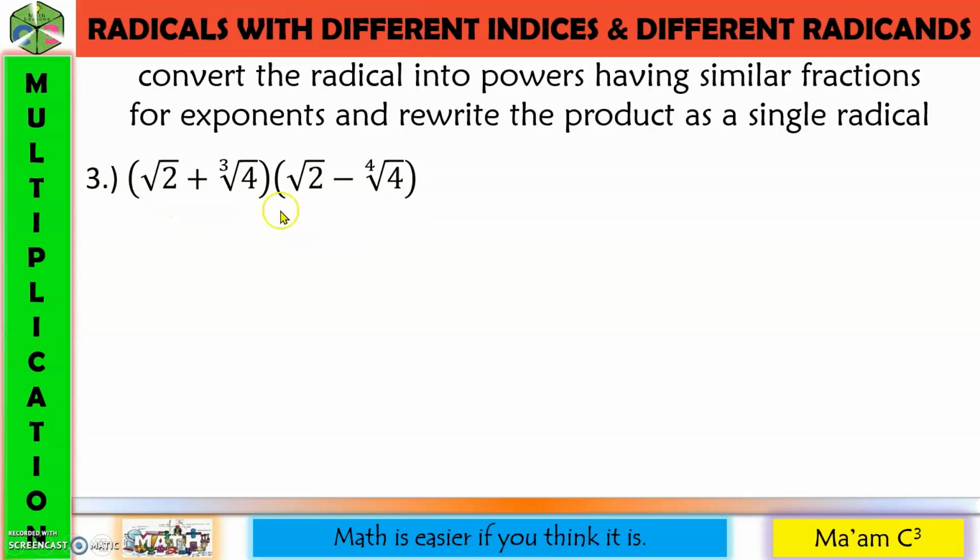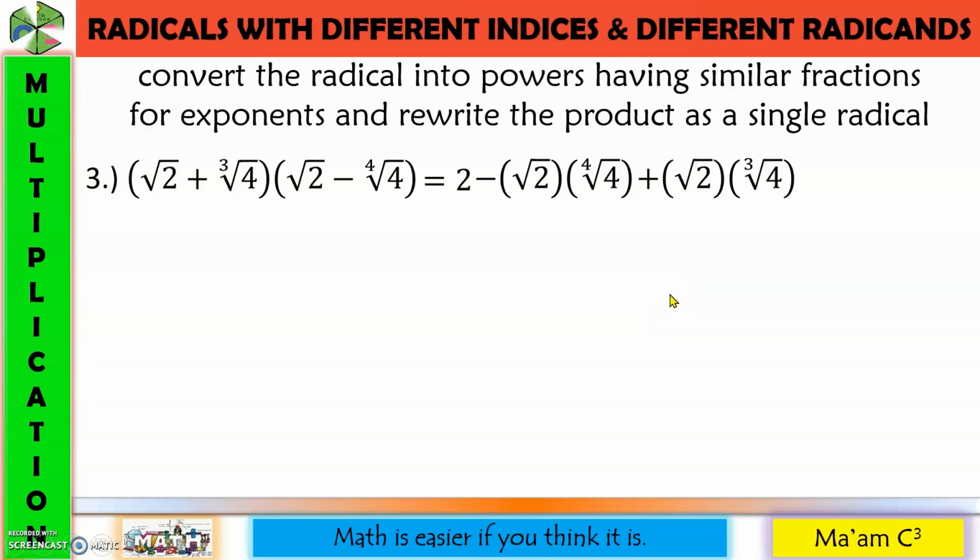This is a binomial times a binomial. I'll make use of FOIL method here. So square root of 2 times square root of 2 is 2. And then square root of 2 times negative fourth root of 4 is negative square root of 2 fourth root of 4. And then cube root of 4 times square root of 2 is positive square root of 2 cube root of 4. Positive cube root of 4 times negative fourth root of 4 is negative cube root of 4 times fourth root of 4.